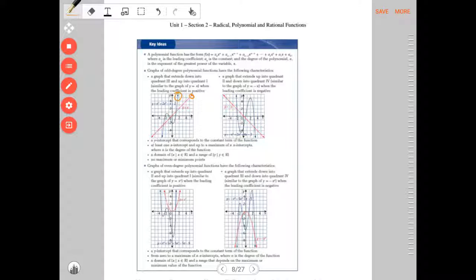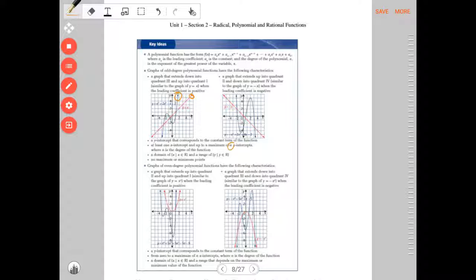The y-intercept is the constant term. There is at least one x-intercept and up to a maximum of n x-intercepts. So n, of course, is the exponent, or the biggest exponent, the degree, if you will. The domain is x as an element of the reals. The range for odds is an element of the reals as well. There are no maximums or minimums because it just goes on forever.